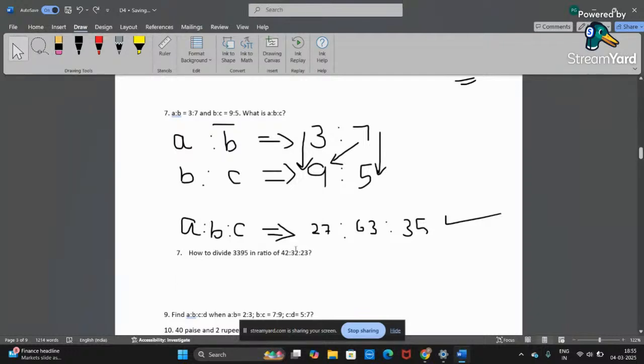First, we need to add these three numbers: 42 plus 32 plus 23. How much is it? It is 97, right? Yes. So, after adding this, we have to divide this number by 97. 3395 divided by 97.